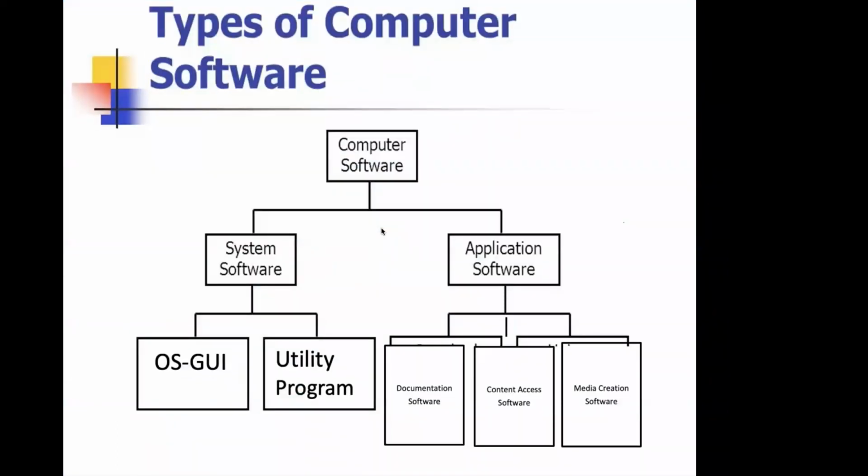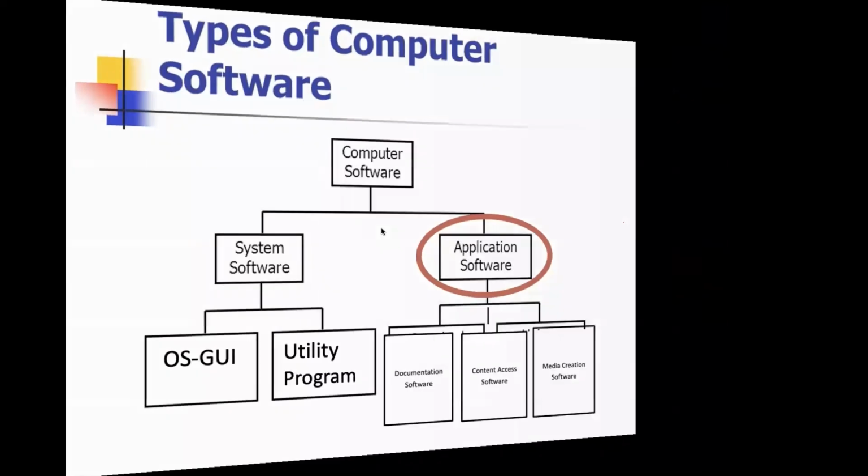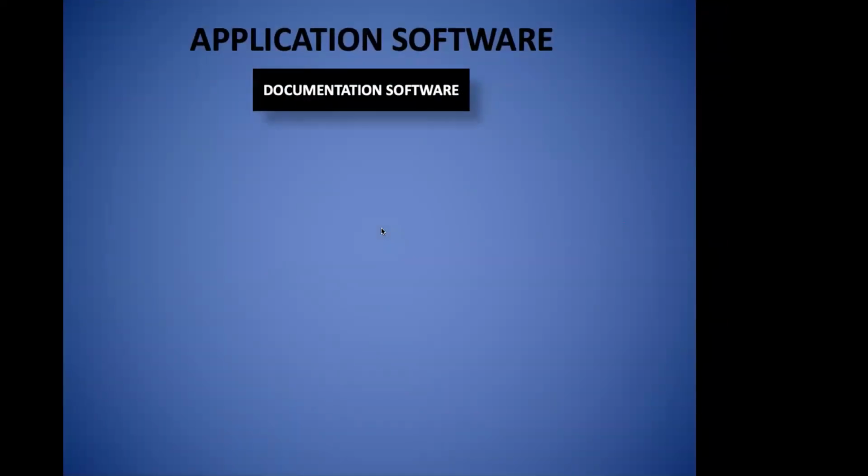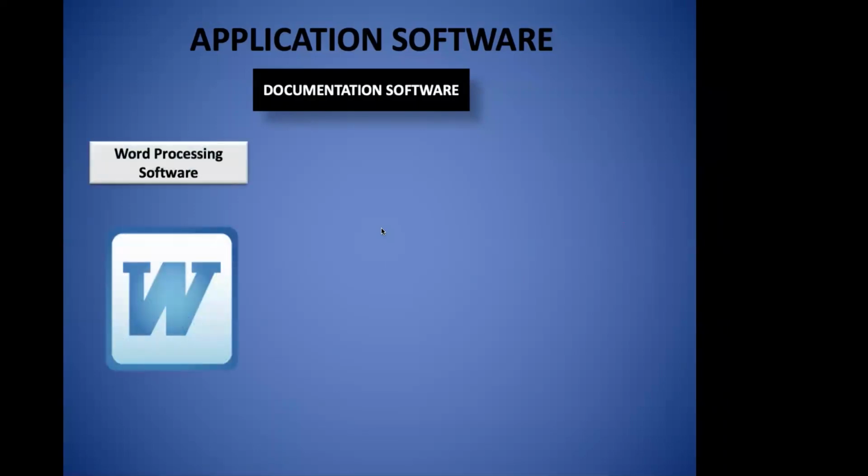Then another type of computer software is the application software. These are programs that specify the information processing activities required for the completion of specific tasks of computer users. Under application software, we have the documentation software, which includes word processing software. Writing tasks previously done on typewriters with considerable effort can now be easily completed with word processing software.